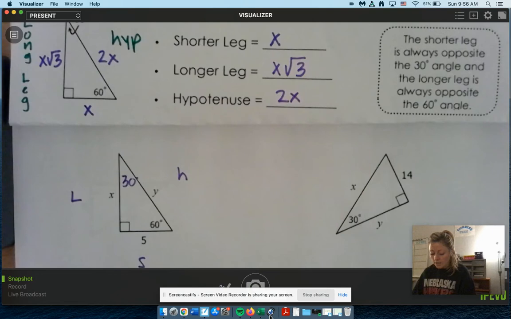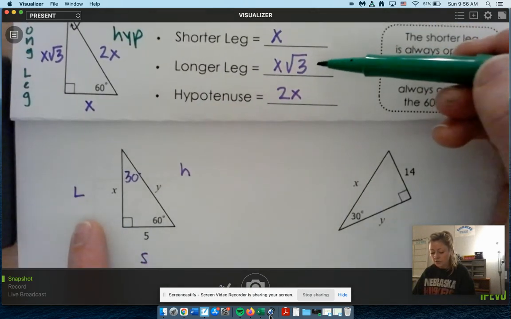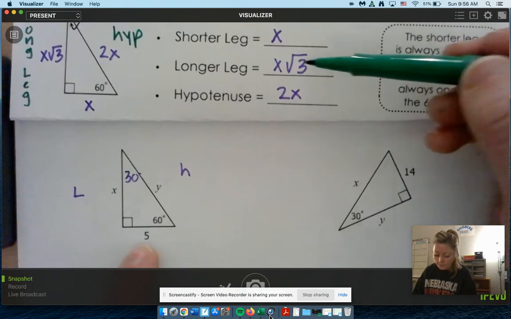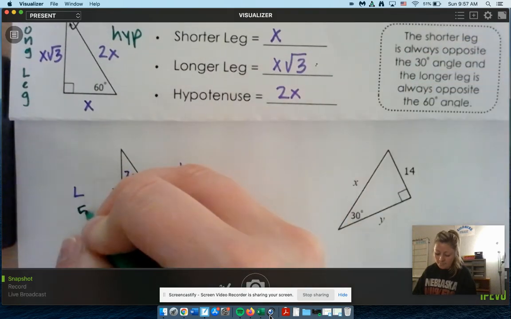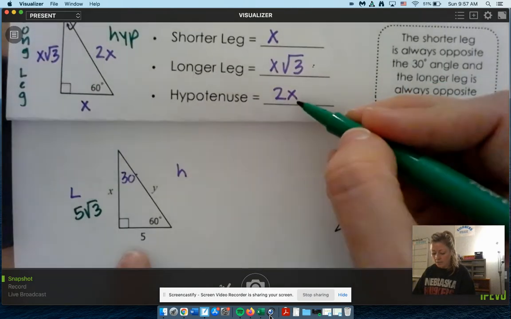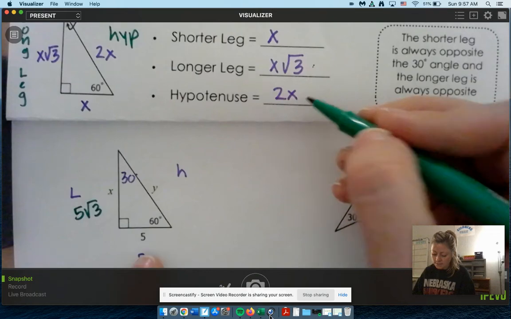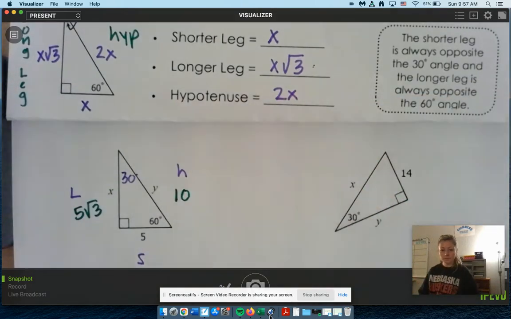So now we just plug in. If I want to find my longer leg, if I look here, kids, look. It's just your short leg, so 5 times square root of 3. So 5 root 3. If I want my hypotenuse, I just double my short leg, right? Two x's, so 2 times 5 is 10. And now we're done. Woo! Love it.